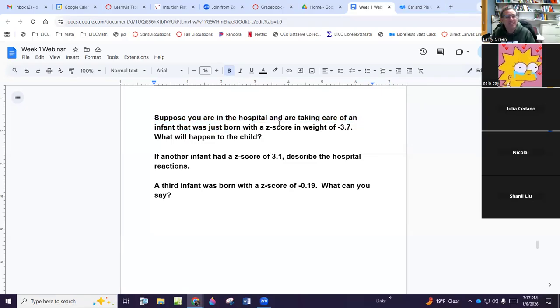Okay, suppose you're in the hospital and you're taking care of an infant that was just born, and the z-score of the weight of the baby is negative 3.7. What will happen to that child? Any thoughts? Especially those who are interested in the medical profession, because this is the whole point of statistics for you: to understand what to do when you see the stats. If the z-score of that child was negative 3.7, what's going to happen? If you were the OBGYN or whatever. Any thoughts?